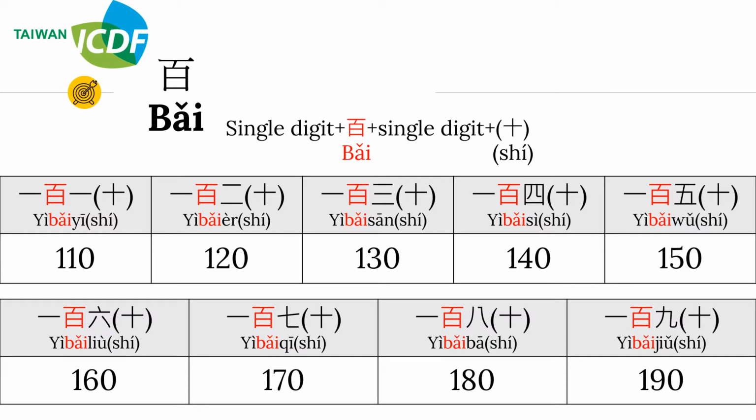You need to read it as 一百一 or 一百一十. For instance, from 110 to 190 are 110, 120, 130, 140, 150, 160, 170, 180, 190.